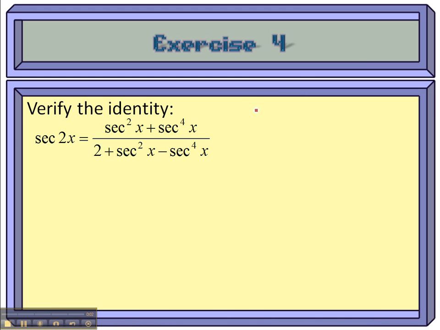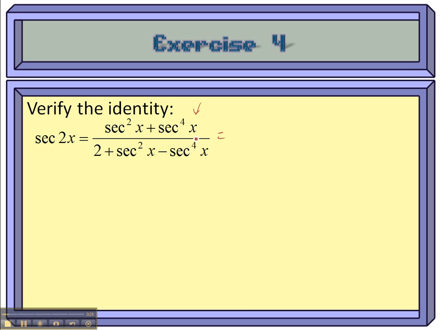Now we're going to verify an identity. And you can take a look at this one. It looks pretty scary. Remember, whenever you verify an identity, you start with one side, usually the more complicated side, which is going to be the right side, and you work your way over to the other side, make it look the same.